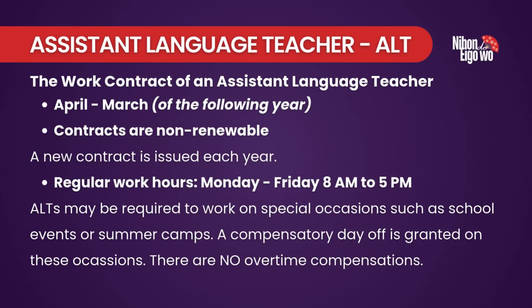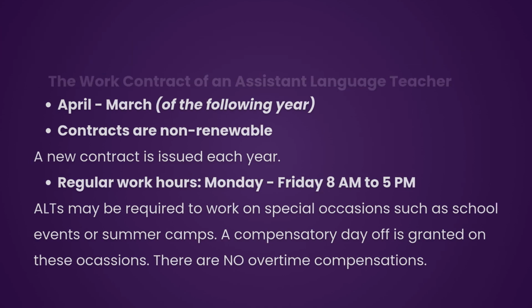Next, we have the regular work hours. So the work hours are Monday to Friday, 8 a.m. to 5 p.m. Generally speaking, an ALT will usually leave work at about 4:15 to 4:30 on Mondays to Fridays. This can change. However, your contracted hours are up until 5. ALTs also may be required to work on special occasions such as school events or summer camp. And a compensatory day off is usually granted for these occasions because there's absolutely no overtime with the English teaching contract as an ALT.